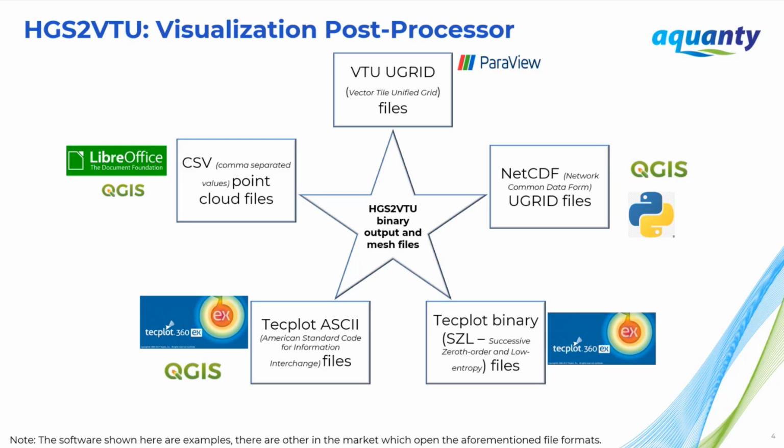A lot of HGS users use Tecplot, especially at the university level. Also at the company level, people end up using Tecplot licenses. For Tecplot, we can use HGS2VTU to create the SZL, which is the SZL plot format, and it can also read Tecplot ASCII files. And last but not least, which is the easiest, CSV point cloud files, which can also be read in QGIS or any GIS or other user-friendly software.